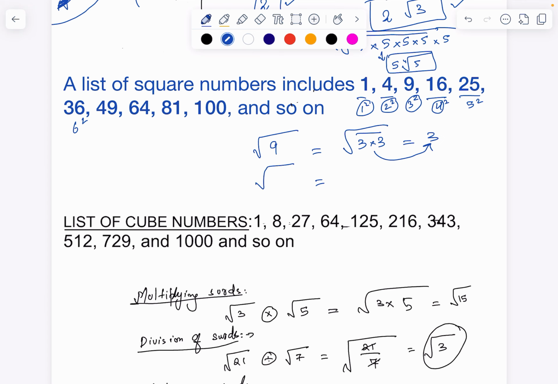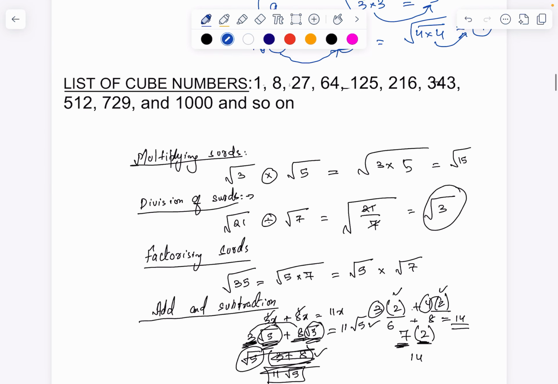For example, if I take root 16, then 4 will come out. Why? Because the base is going to come out, right? And we already discussed that we can also write 4 by 4, and if there is a pair, one number will come out. That way you also get 4 as an answer.